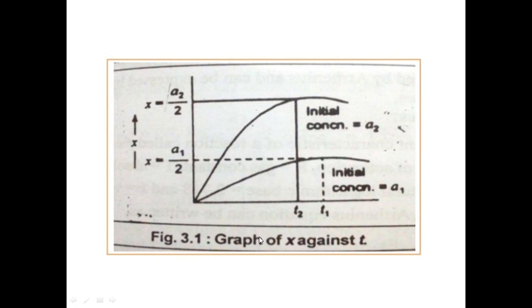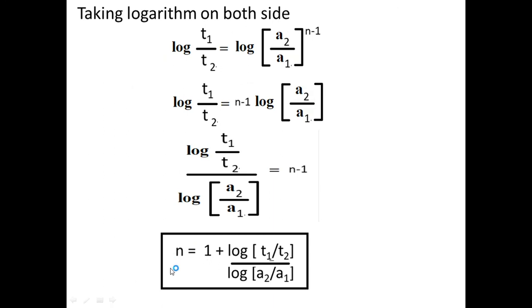By plotting the graph of x versus t, this line is for the initial concentration of A1 at t1. This other line is the initial concentration of A2 at t2. From these values, that is t1 and t2 and A2 and A1 values, we can calculate the n value, that is, the order of reaction. Thank you.